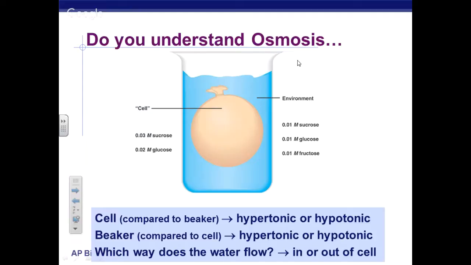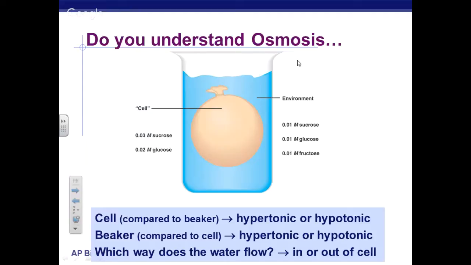Diffuse all the solutes first before you worry about the water. So what's going to happen to the fructose? Just find out which values are in the environment and which are in the cell. The cell is the bag. These are in the cell. The environment is this stuff. So what's going to happen to the fructose?